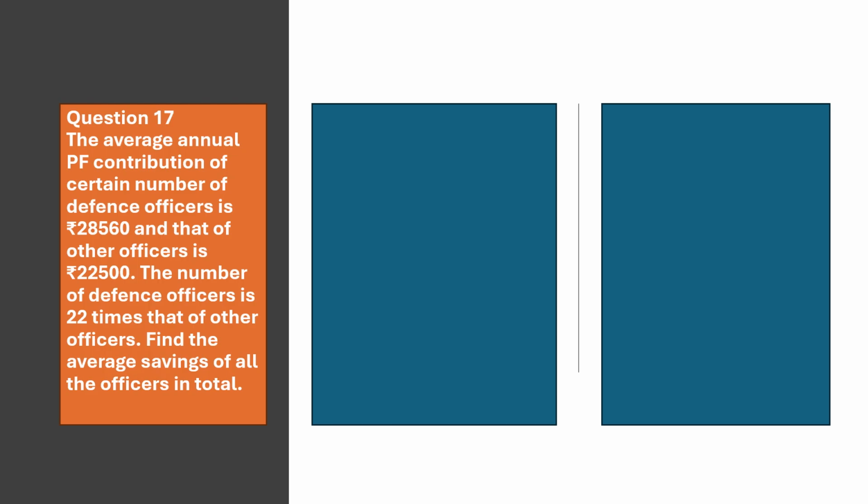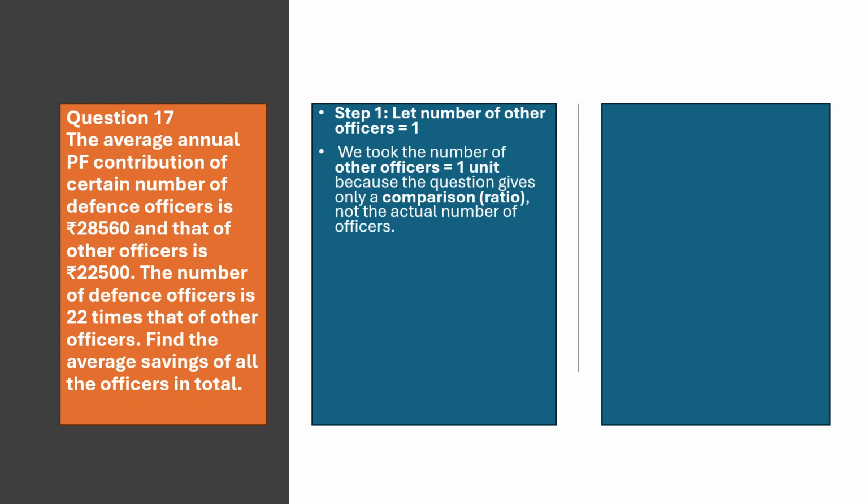Question number 17. The average annual PF contribution of certain number of defence officers is rupees 28,560. That of other officers is 22,500. The number of defence officers is 22 times that of other officers. Find the average savings of all the officers in total. Now here children, we need to take the number of other officers as 1. Now you might question why. We took the number of officers as 1 unit because the question gives only a comparison ratio, not the actual number of officers. Okay, so here we are going to take 1.